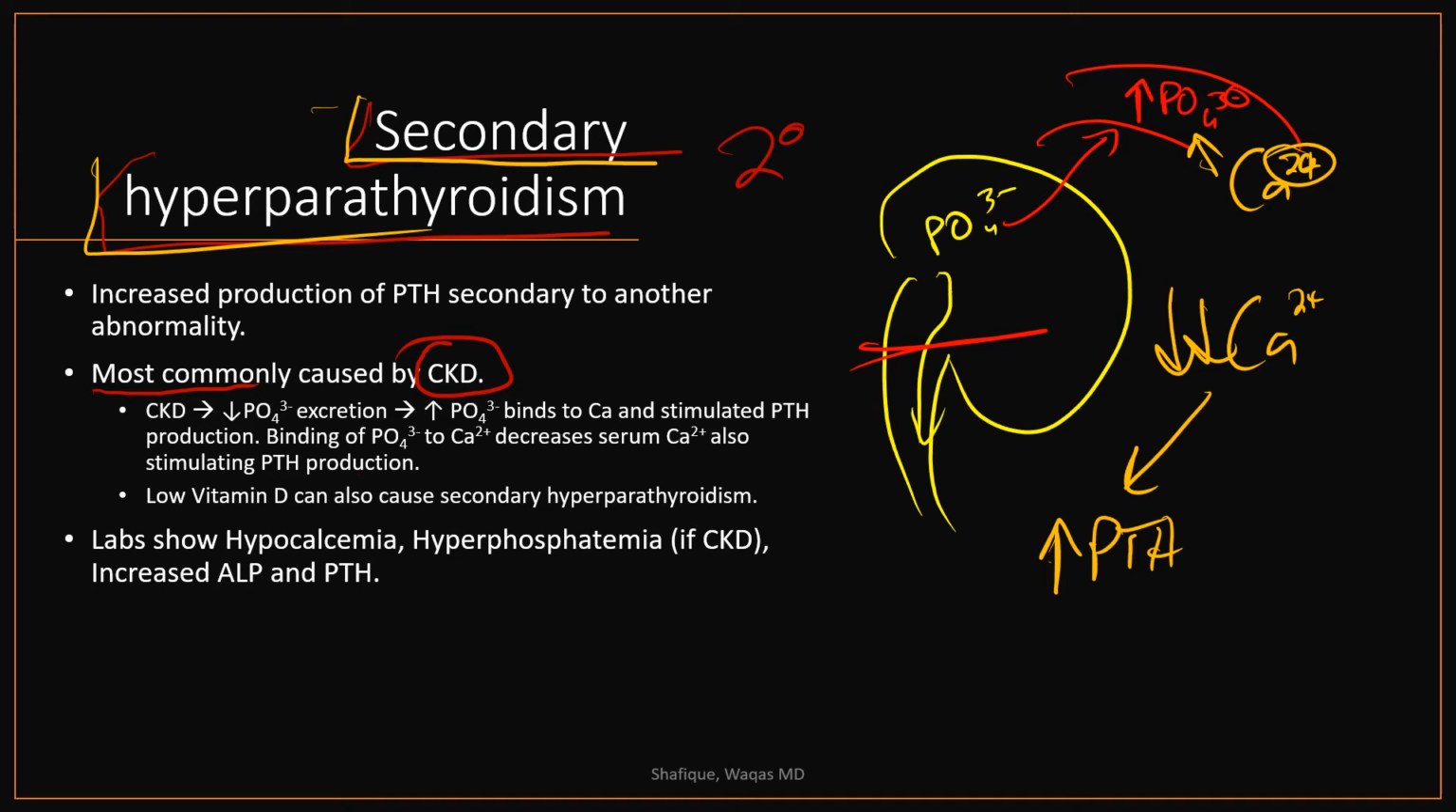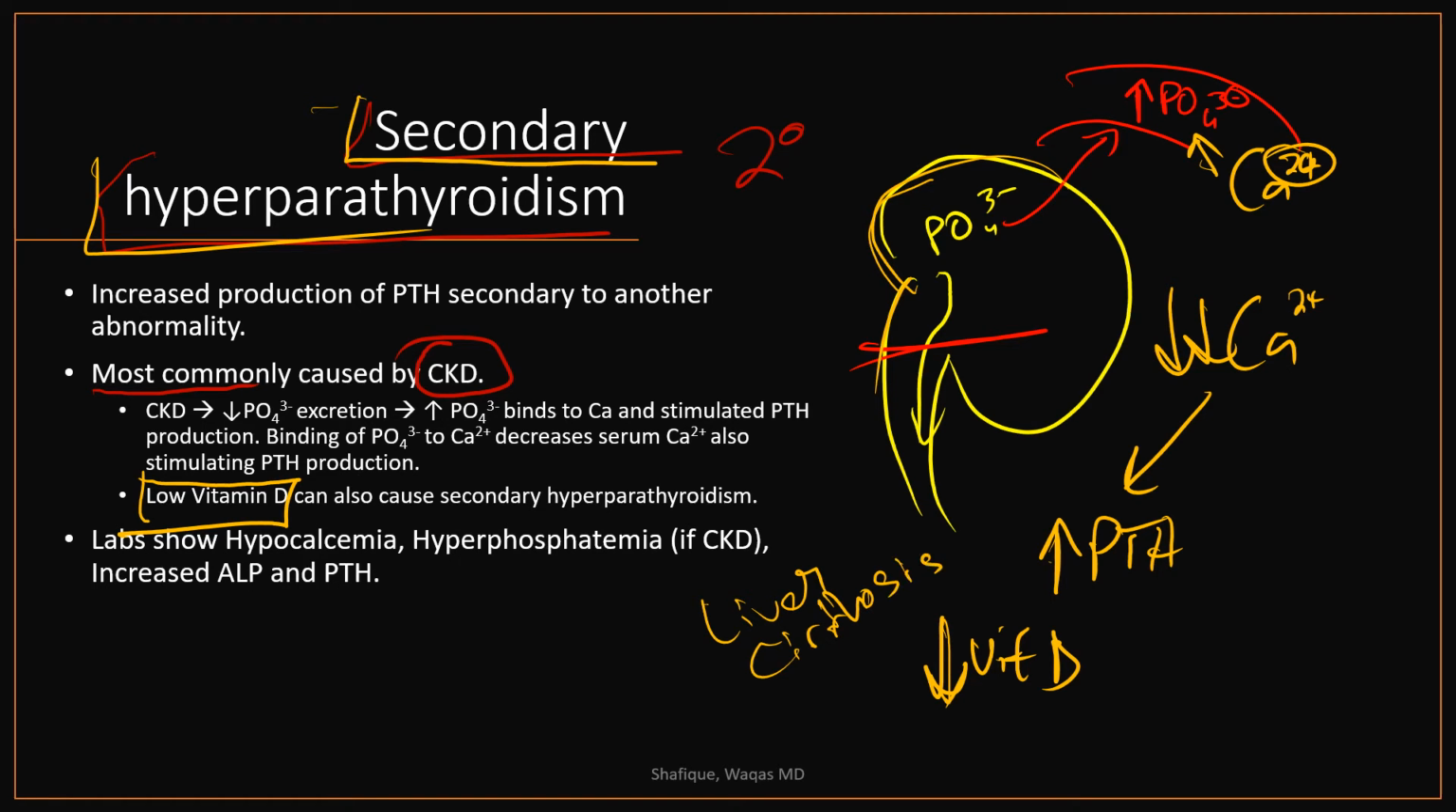And that will result in secondary hyperparathyroidism. Now, if you have a kidney transplant and you fix the kidneys, you'll fix the problem. So the hyperparathyroidism should go away. It can also result due to low vitamin D. So low vitamin D, if you have CKD, you can also have low vitamin D. If you have liver cirrhosis, you can also have low vitamin D, right?